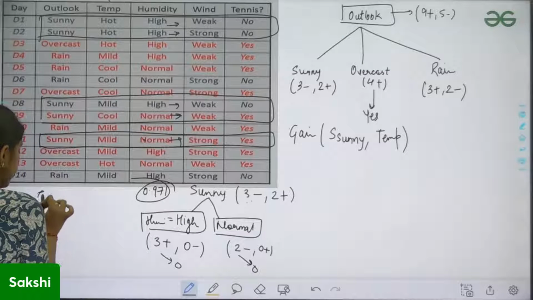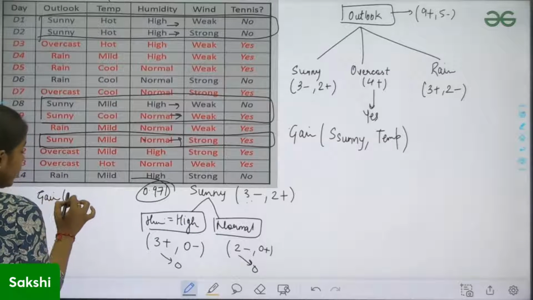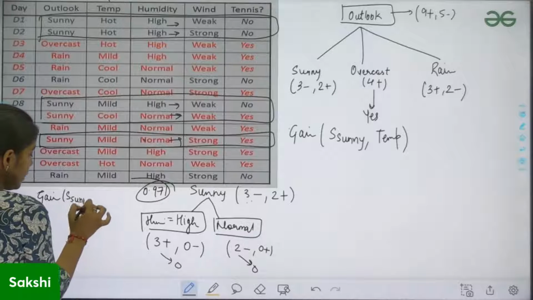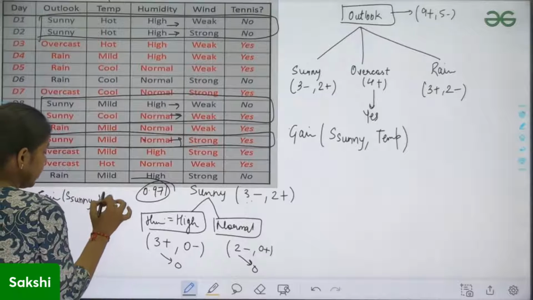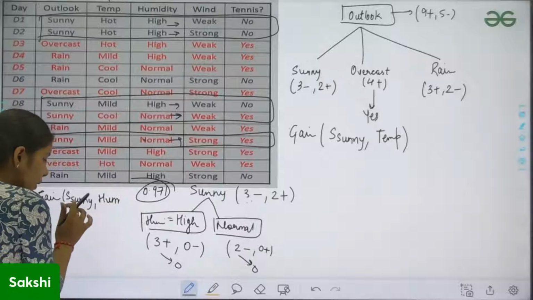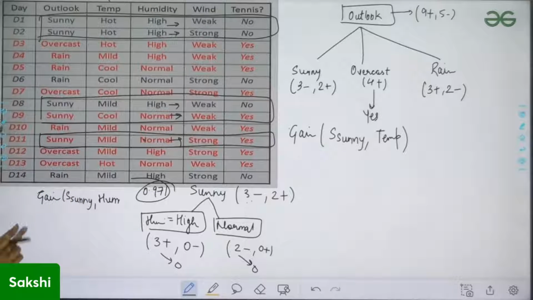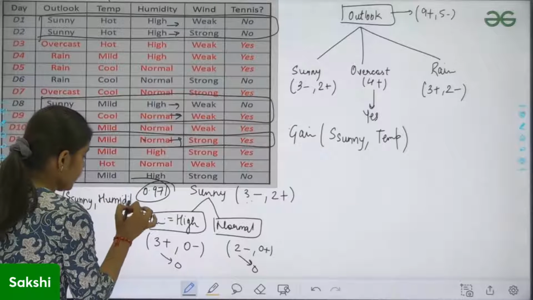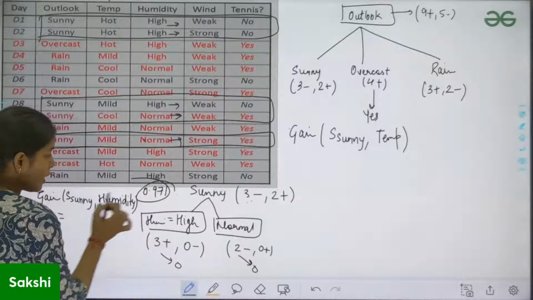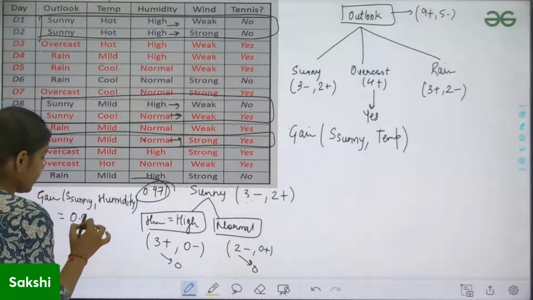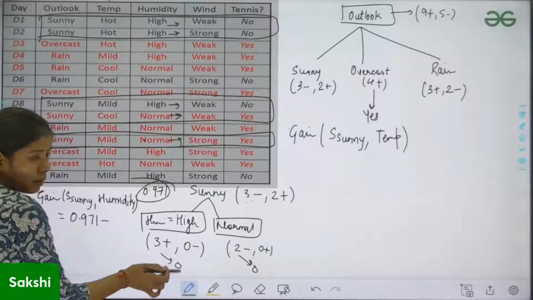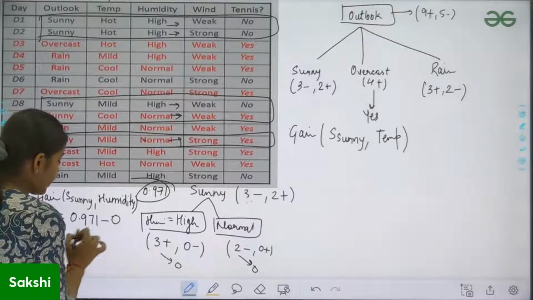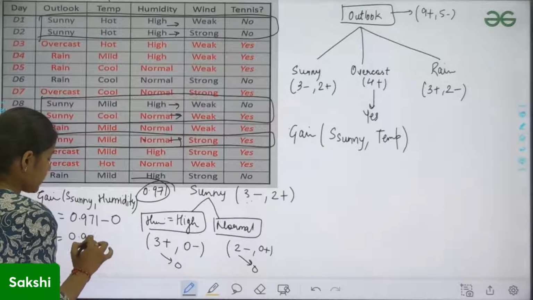So now what I'm finding out is gain of sunny comma humidity. I have already split my set S into sunny. Now I am splitting that sunny into humidity. So what would I get? I'll get entropy of sunny, that is 0.971, minus something into 0, something into 0, so I'll get 0. So we'll get information gain 0.971.